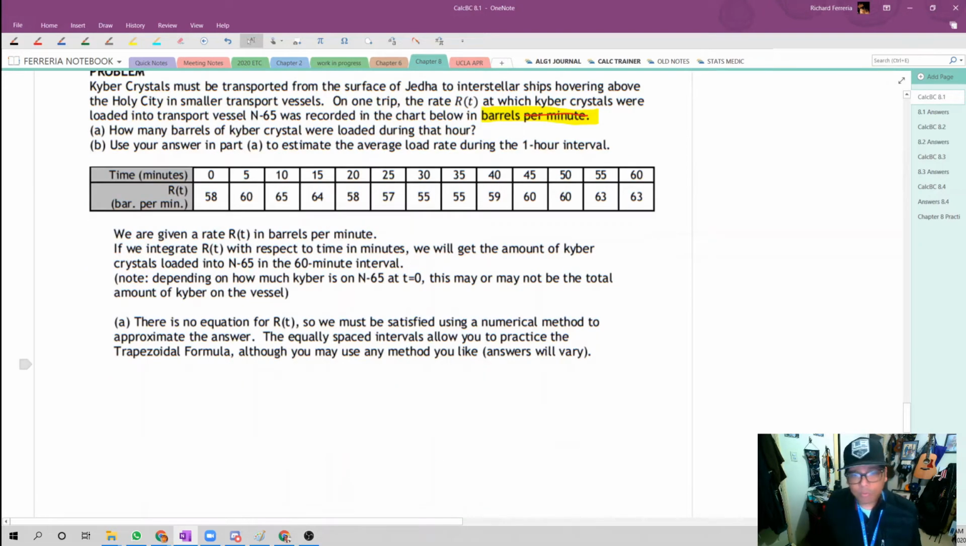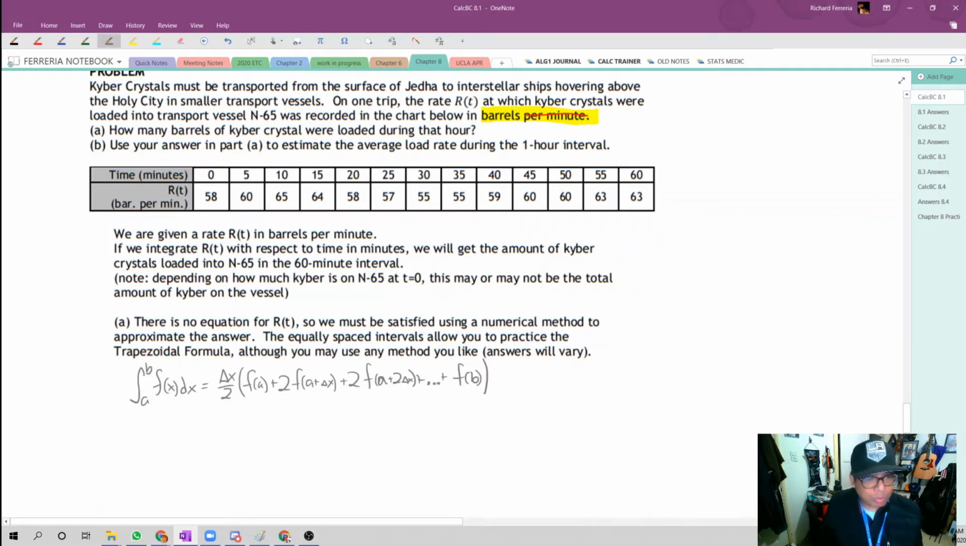There's no equation for R, so we're going to need to use a numerical method. 0, 5, 10, 15, 20. These are all spaced out by units of 5, so this is a nice place for us to use a trapezoidal method. The trapezoidal rule is to multiply delta x over 2 times the sum of the first f of a, plus 2 times the next one, plus 2 times the next one, plus the very last one not multiplied by 2.